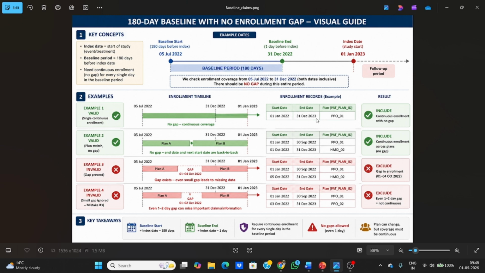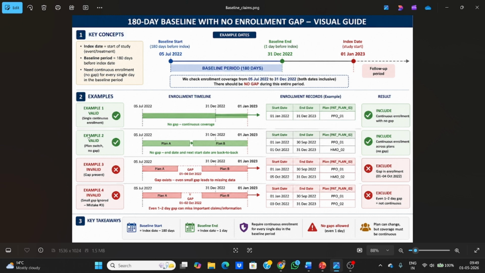There is no gap. So we can see that this is a long period, and the baseline period of 5th of July 2022 to 31st of December 2022 falls in this period of time. There's overlap here and there is no gap. So this patient has continuous enrollment during our baseline period. Again, the baseline period is 5th of July 2022 to 31st December 2022, so there is no gap and it's a continuous enrollment.